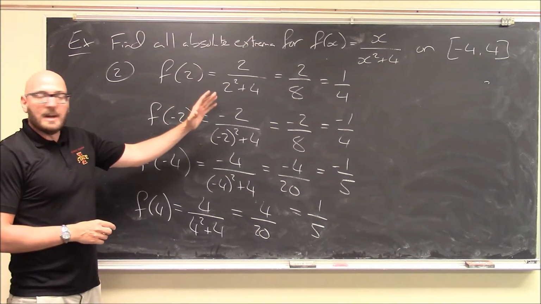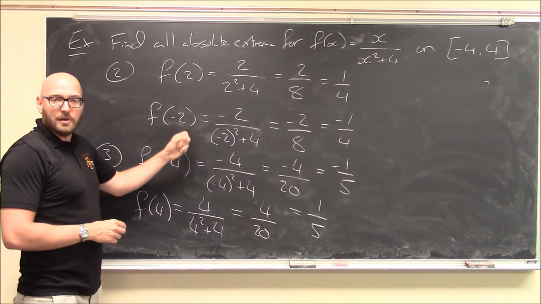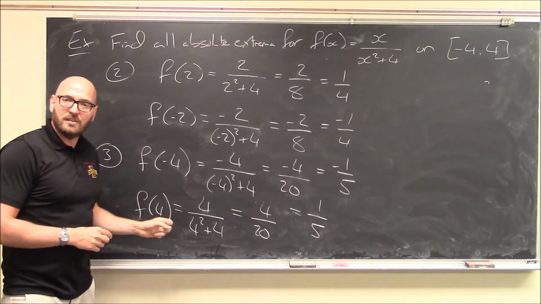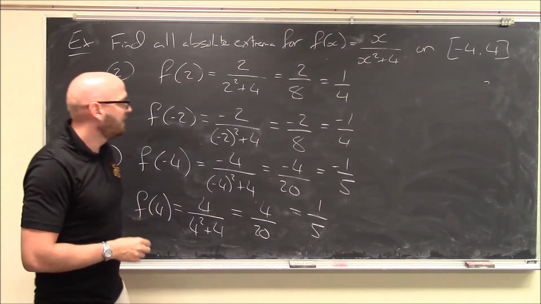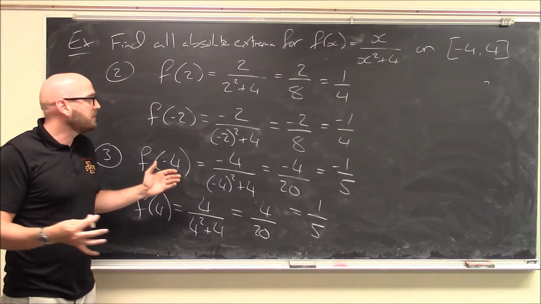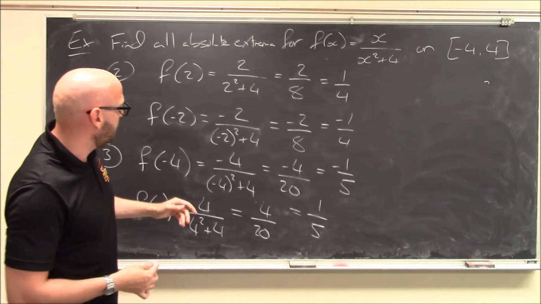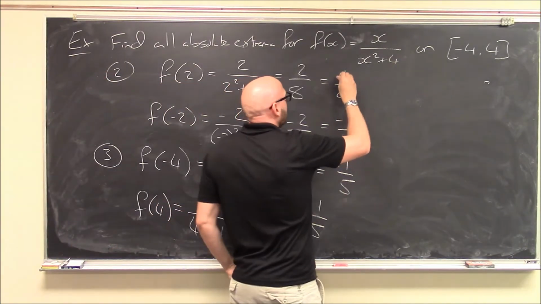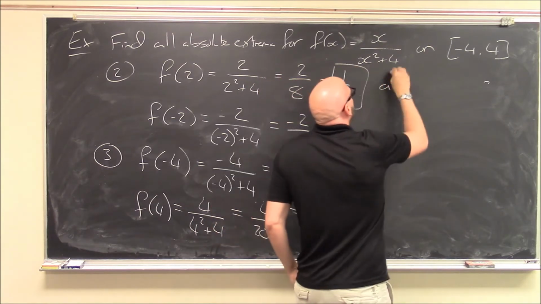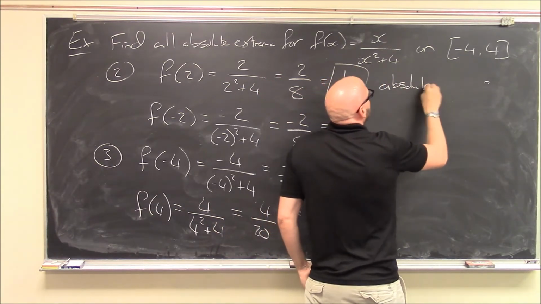So the only places maxes and mins could occur is at critical numbers or at the endpoints. Well, here's the value of the function at all these points. The biggest one must be the absolute maximum. What's the biggest value we have here? 1/4, I believe. 1/4 is bigger than 1/5. So there is my absolute max.